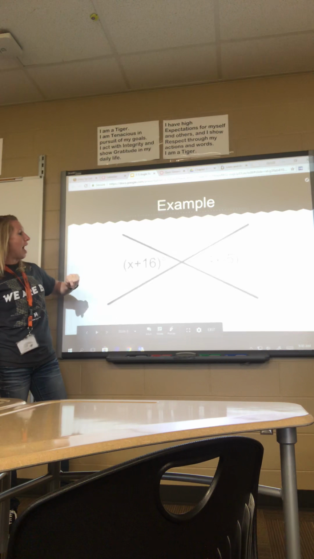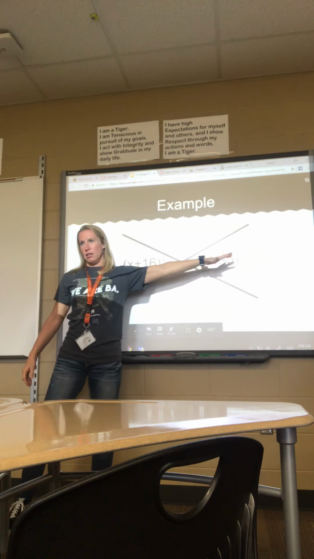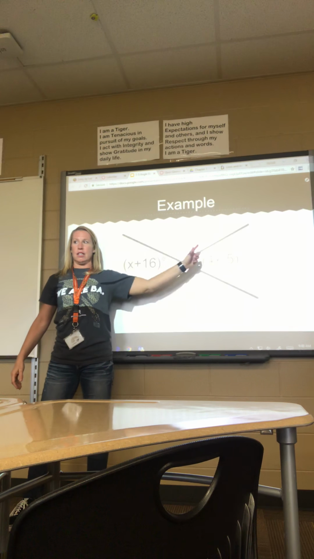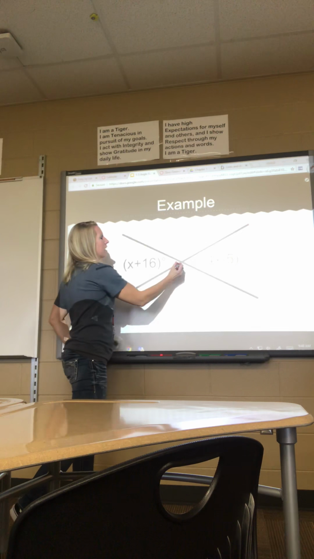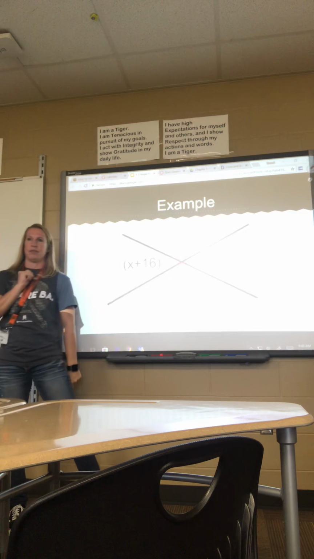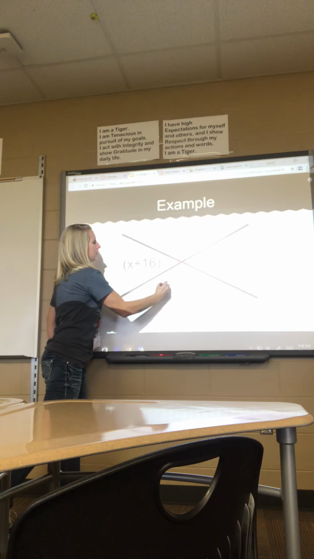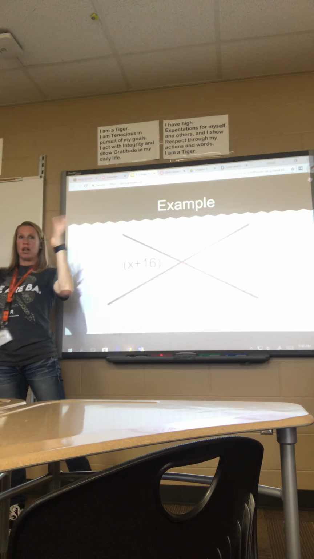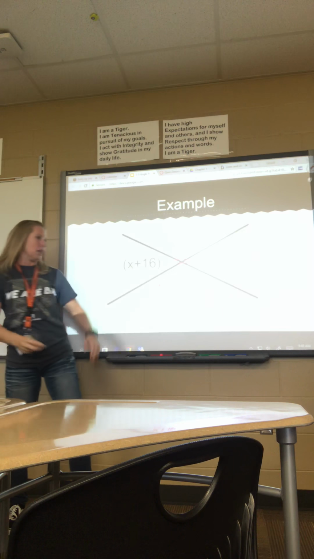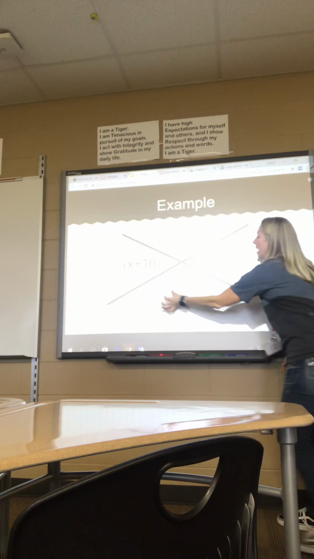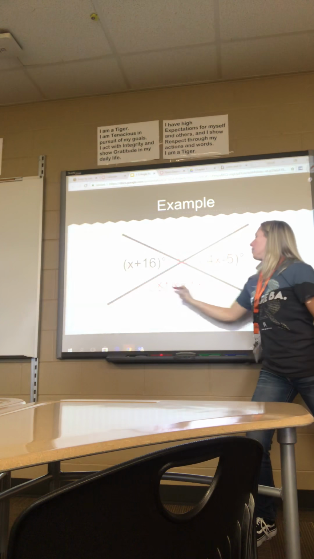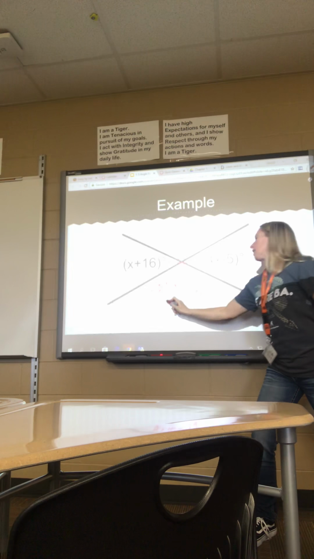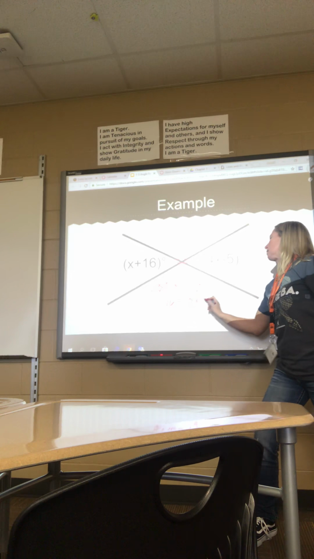You will have some algebra in your work today. What do you know about vertical angles? Oh, they equal each other. So I just think of an equal sign right there. So x plus 16 equals 4x minus 5. You have to get variables on one side, numbers on the other. If I minus x, what am I going to get over here? 16 equals 3x minus 5.